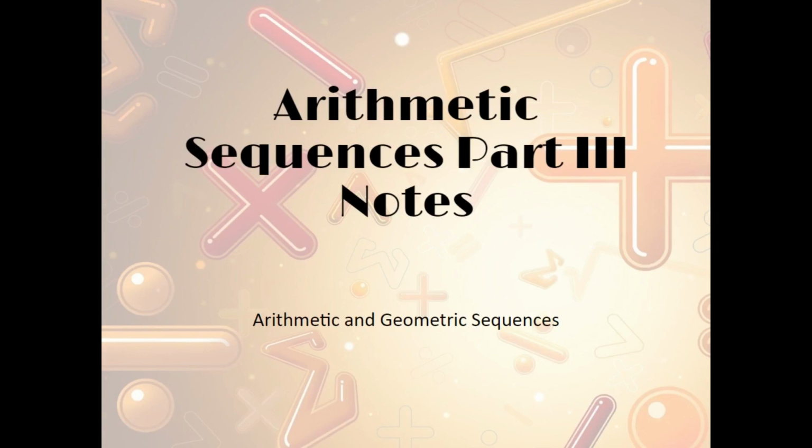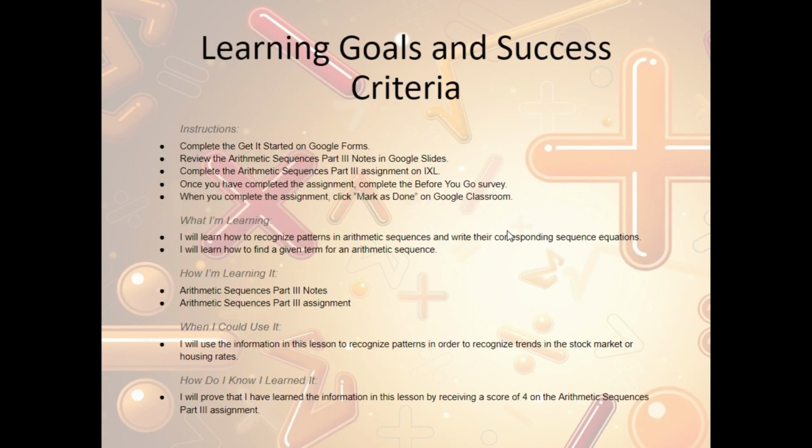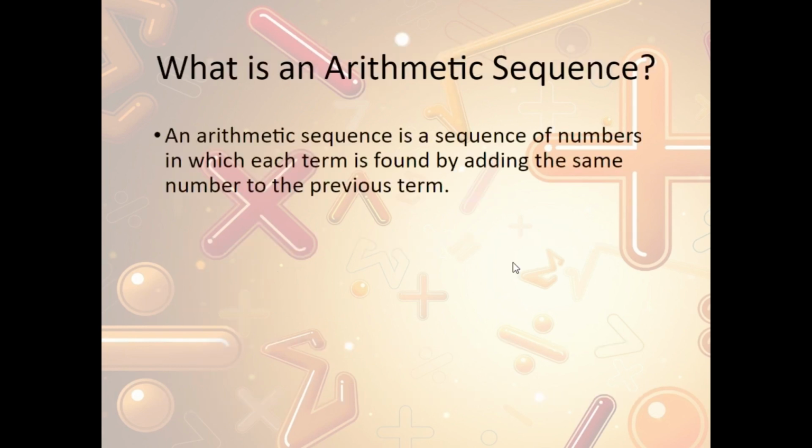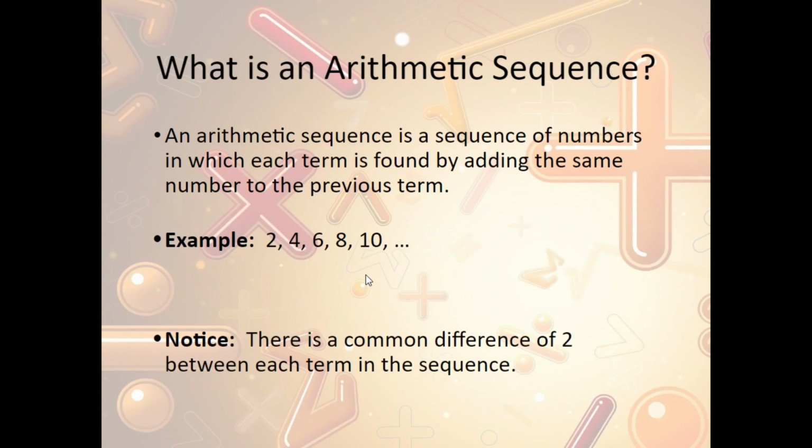Let's take a look now at the Arithmetic Sequences Part III notes. The notes begin with the learning goals and success criteria. What is an arithmetic sequence? An arithmetic sequence is a sequence of numbers in which each term is found by adding the same number to the previous term. An example of this would be 2, 4, 6, 8, 10, etc. Each time we move from one to the next, we're adding 2. So 2 plus 2 is 4, 4 plus 2 is 6, 6 plus 2 is 8, and so on, and it goes on forever. Notice that there's a common difference of 2 between each term in the sequence.